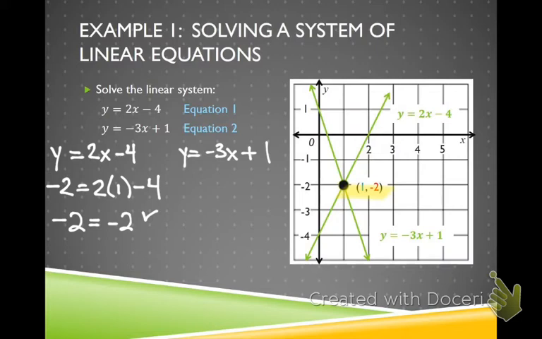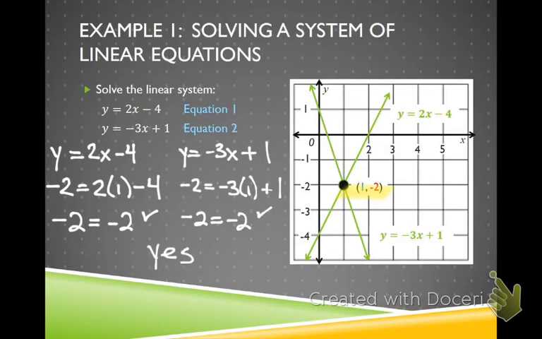So again, let's plug in our values. Negative 2 equals negative 3 times 1 plus 1. What's negative 3 times 1 plus 1? Negative 2. So negative 2 checks out again, and my answer is yes.